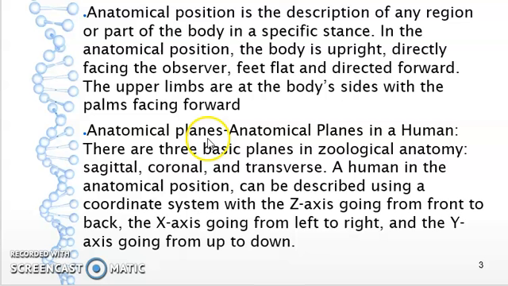What are the anatomical planes? In a human, there are three basic planes. In anatomy, they are the sagittal, coronal and transverse planes. A human in the anatomical position can be described using a coordinate system with the x, y and z axes. There are three axes here, right?